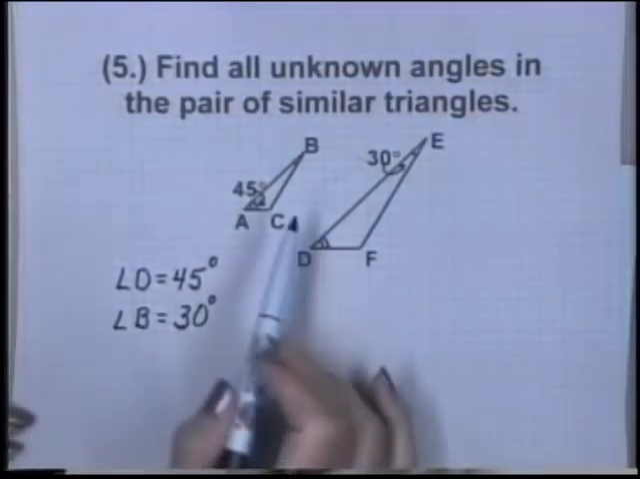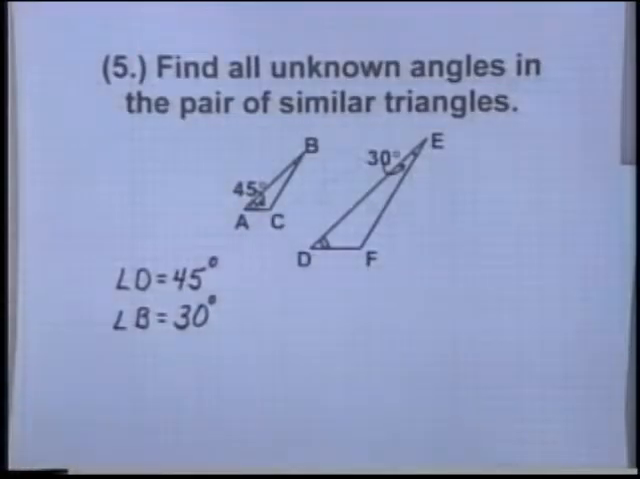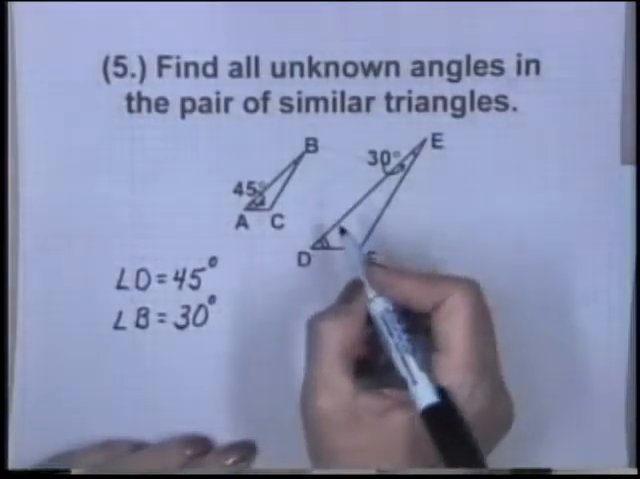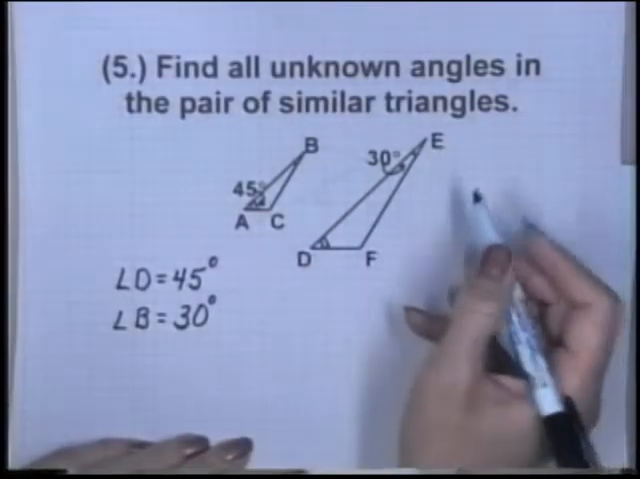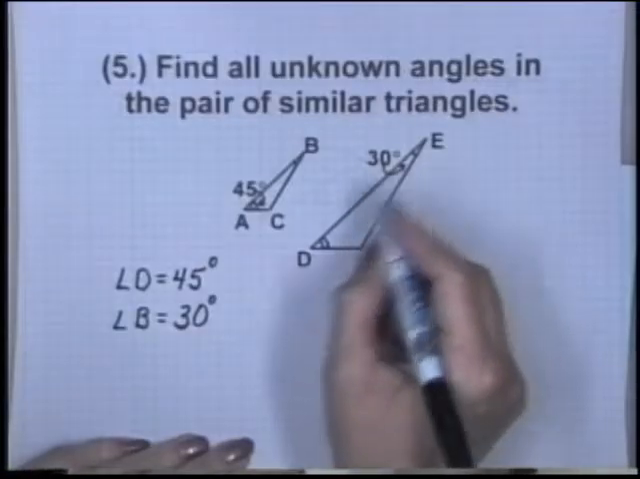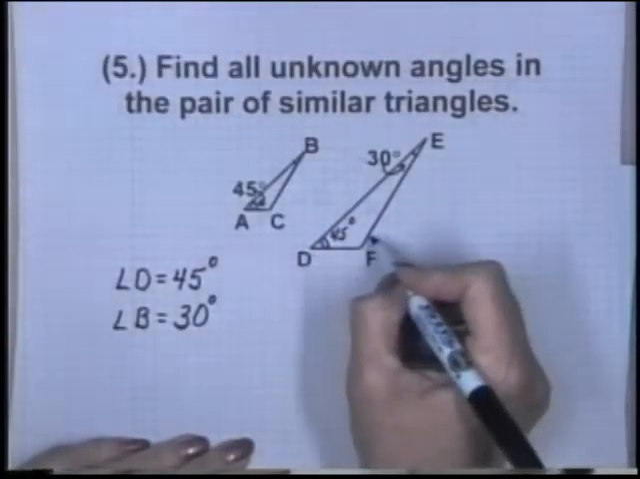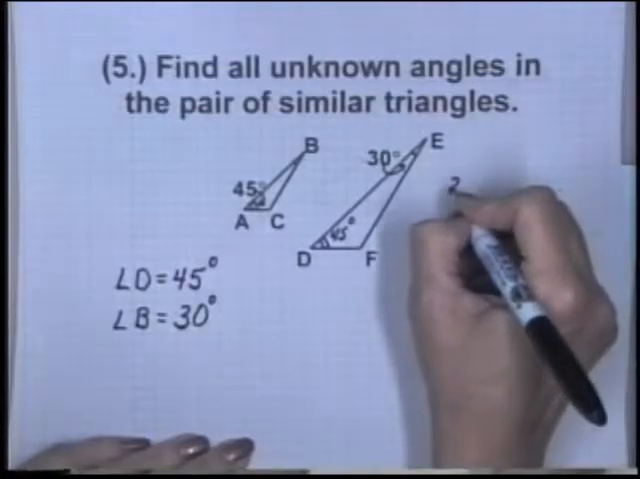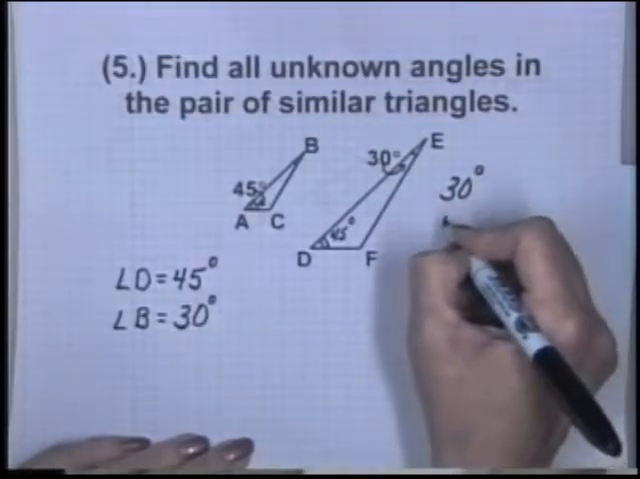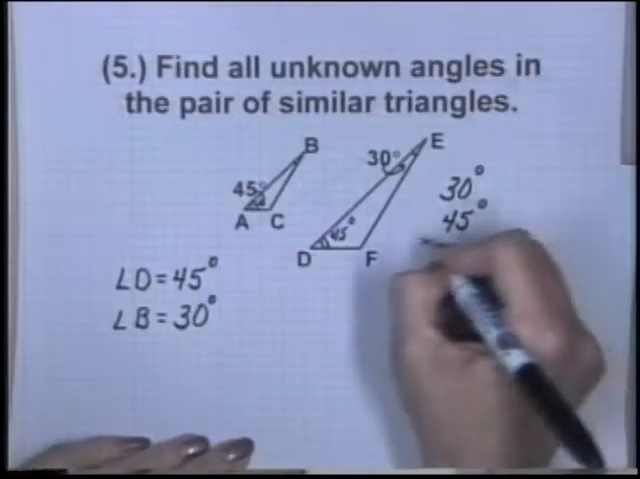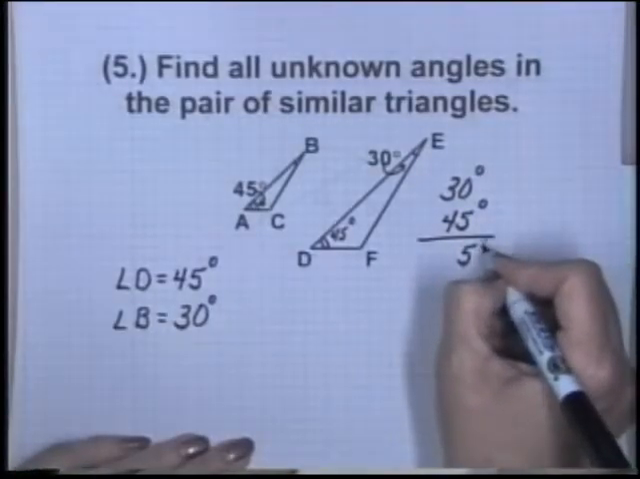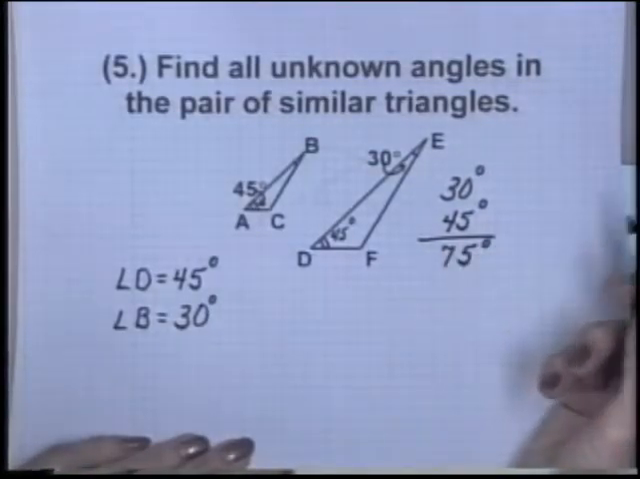Last, I need to find angle C and angle F. Well, they are corresponding angles, so they will be equal. I'm going to work with the larger triangle. I know E is 30, I know D is 45. So to find F, I will add the 30 to the 45. When I add, I get 75.